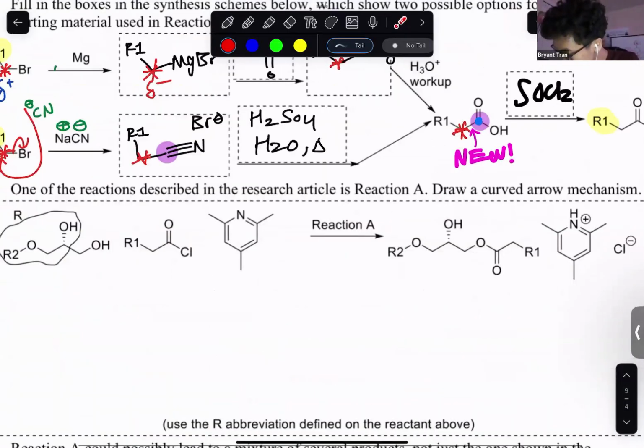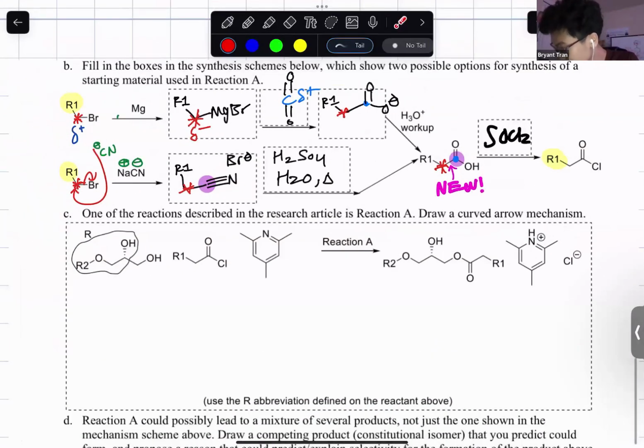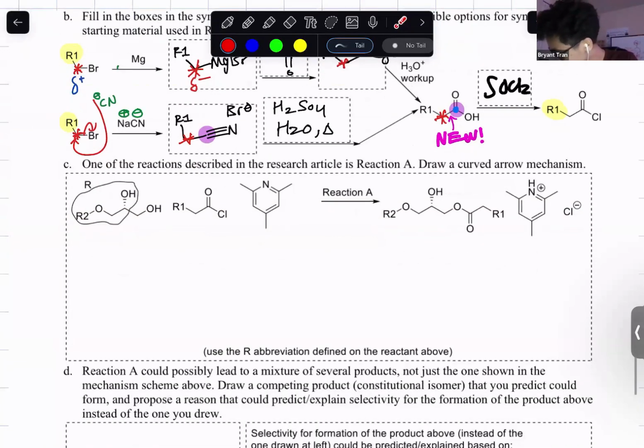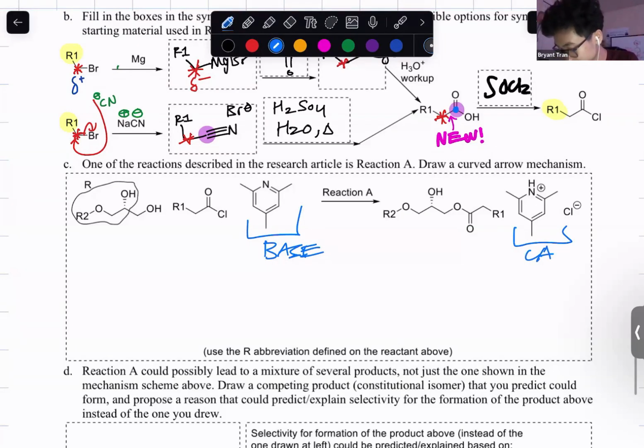Now, one of the reactions described in the research article is reaction A. Draw a curved arrow mechanism. Okay, let's see what's going on here. We have this group, which is R1. And this right here, automatically, I'm thinking is my base, and this right here is my conjugate acid.